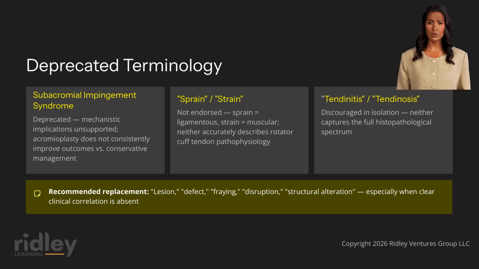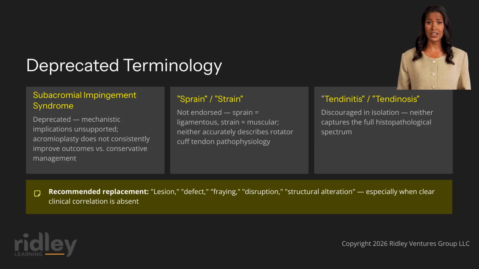Both the 2025 JOSPT and AAOS guidelines explicitly discourage the use of several terms that have historically been applied to rotator cuff pathology. The term subacromial impingement syndrome, or SIS, is deprecated due to its mechanistic implications and lack of specificity. Evidence shows that tendon degeneration often precedes mechanical impingement, and that surgical decompression, also known as acromioplasty, doesn't consistently improve outcomes compared to conservative management.